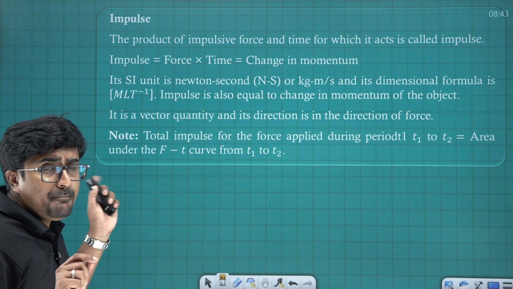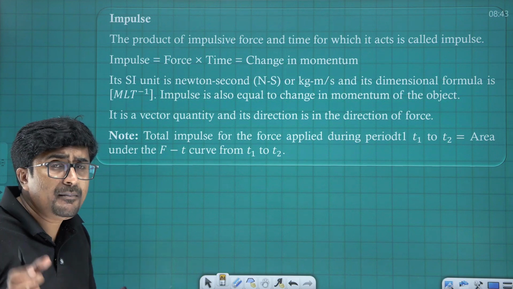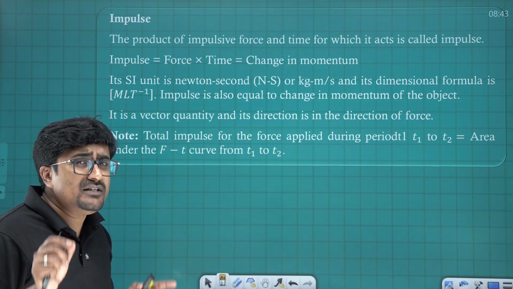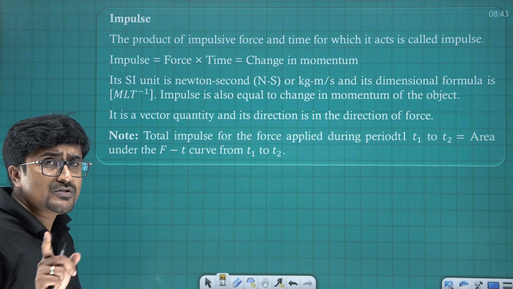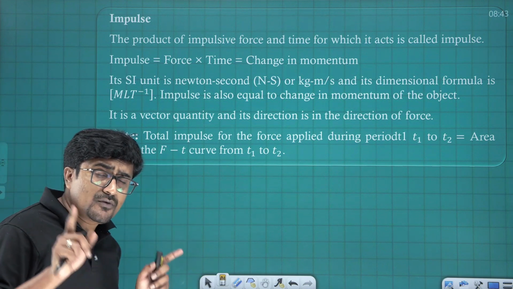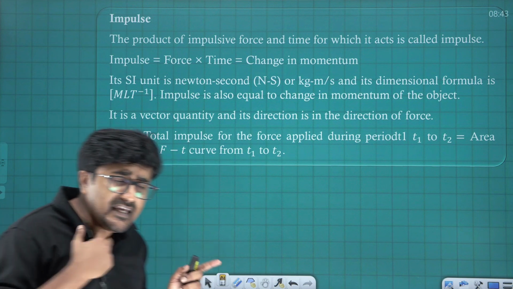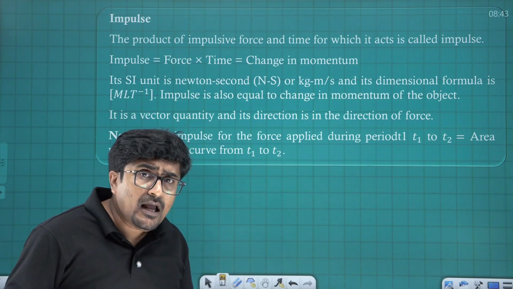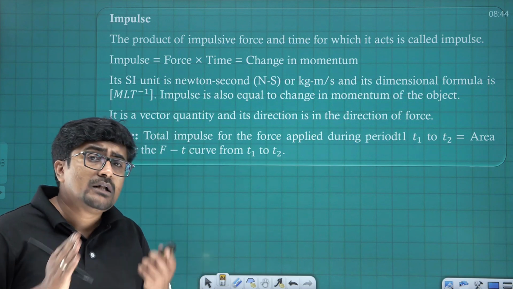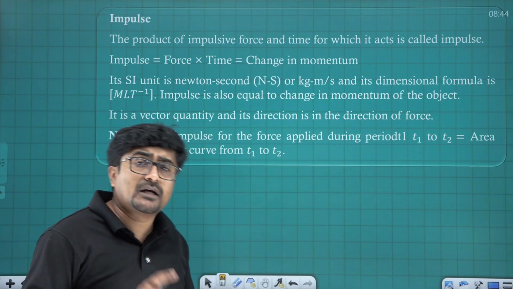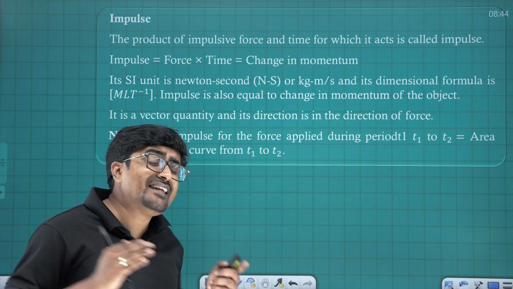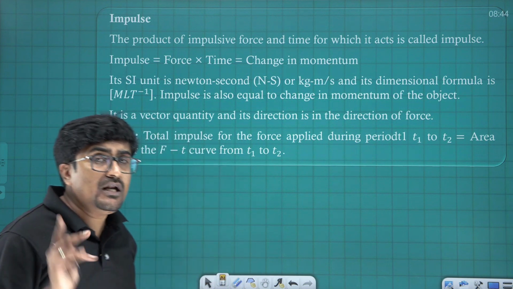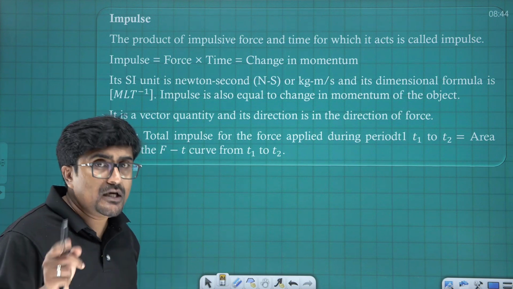Next is impulse. As I told you, impulse is nothing but the change in linear momentum. If a force F is acting on a body for a time t, then the change in linear momentum, or the impulse, is force into time. Based on this, one more thing you must understand. If an F-t graph is given, and you want to find the change in linear momentum for a time interval from t1 to t2, then the area under the F-t graph for the time interval t1 to t2 is going to be the change in linear momentum. That is a very important piece of information.